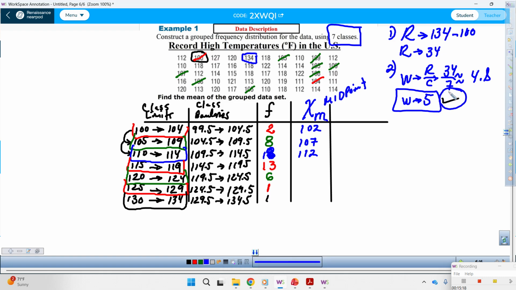Now, in case you missed it, guys, once you have a couple of midpoints, what is the width of each of the classes? 5, so that means it goes up by 5. So the next one is what? 117, 122, 127, and 132. Yep. All right, so writing utensils down, look up to the screen. Last column.